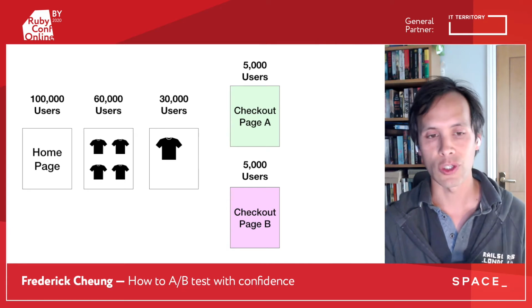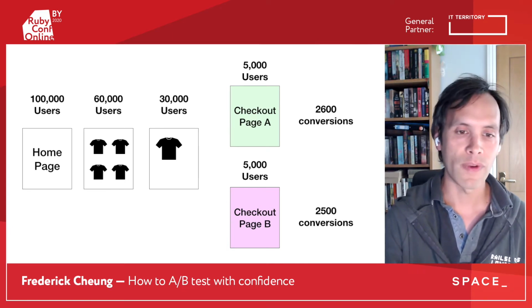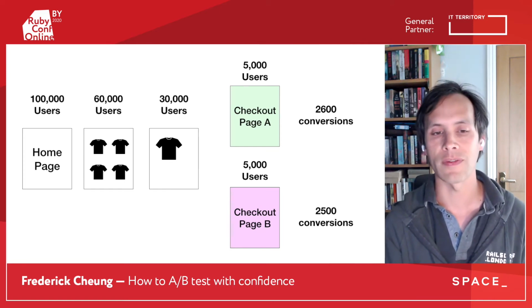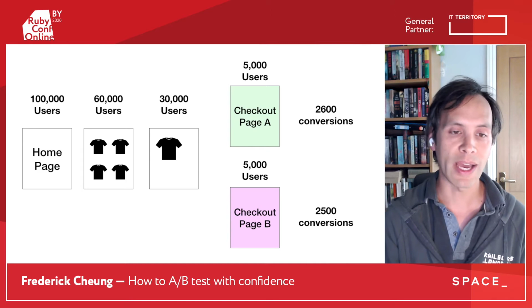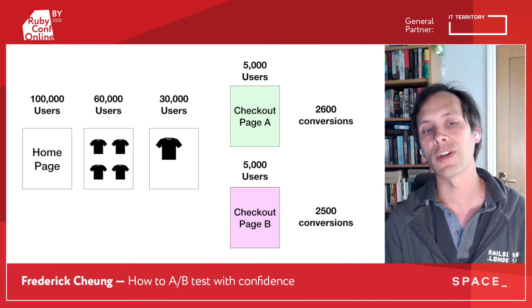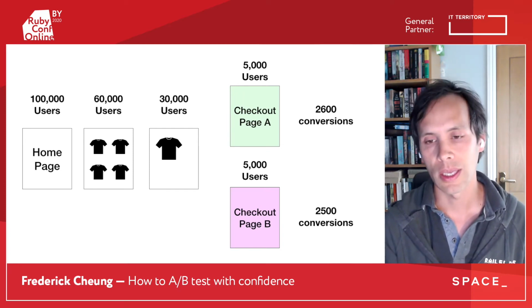This is my test. I've got two different versions of the checkout page, 5,000 users in each. In one variant, I get 2,600 people converting, and in the other variant, I get 2,500. And if you do the maths, this is significant. That 100 extra conversions over these 10,000 users is a significant change.